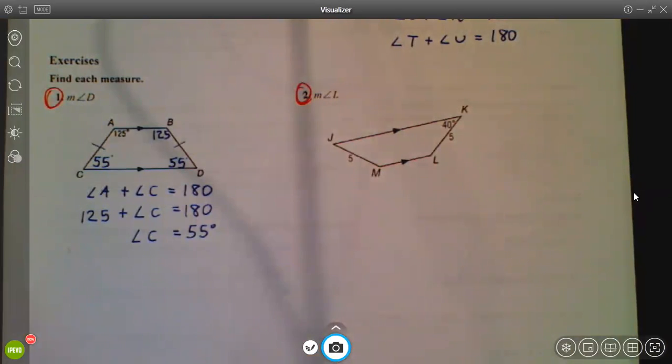Let me see how we're doing on time here. So guys, I know we're about at the end. We don't have to do number 2 right now. It's really very similar to number 1. There's really nothing new in that problem. It's just going to be extra practice. So guys, for today, I do want you to submit those notes.